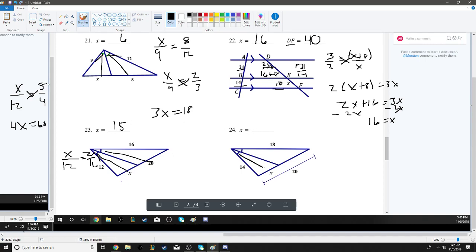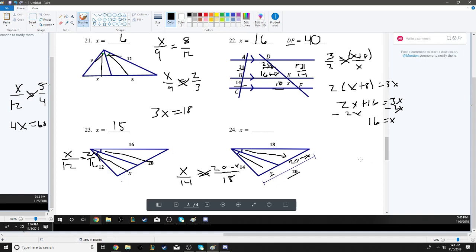Same thing for this one. We got x over 14. X over 14 is equal to, and this is where that other little bit I told you guys about comes in handy. So this is 20. This is x. That means this must be 20 minus x. So that's 20 minus x all over 18.